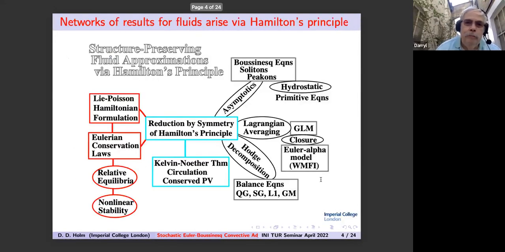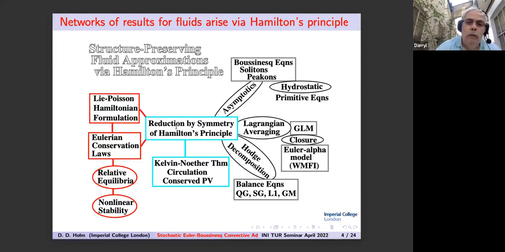Okay, so if we start with Hamilton's principle, and we ask for structure preserving fluid approximations, first of all, we have a symmetry. So we're always using reduction by symmetry of Hamilton's principle. And the symmetry is the relabeling of the Lagrangian labels for the Eulerian coordinates. So Eulerian coordinates don't depend on Lagrangian labels. The effective quantities do, but not the Eulerian velocity, for example.